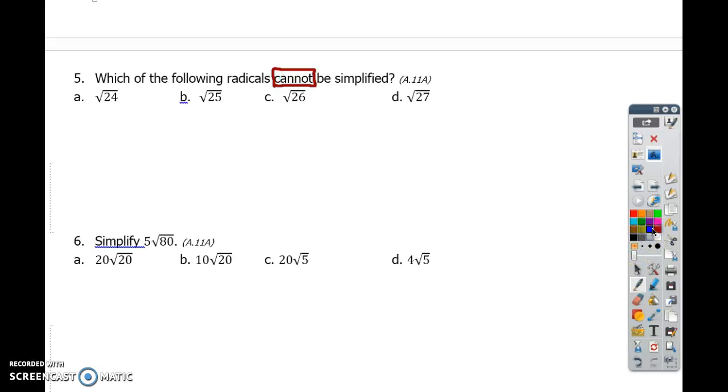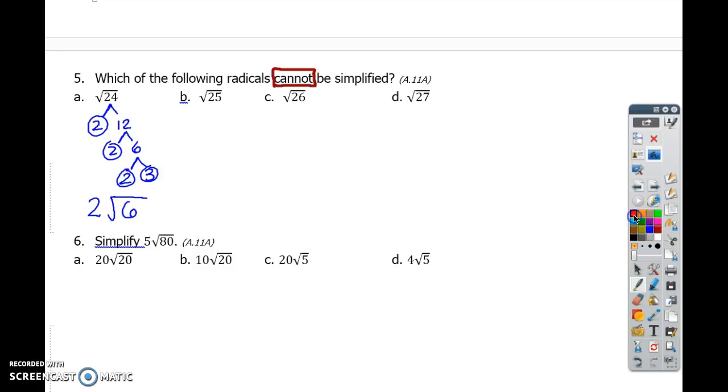So I would start off with A and say that A can be divided by 2. That gives you 12. 12 can be divided by 2. That gives you 6. 6 can be divided by 2. That gives you 3. I already see a pair of 2's that can come out. The pair of 2 comes out, and you end up with 2 times 3 inside. That's 6.